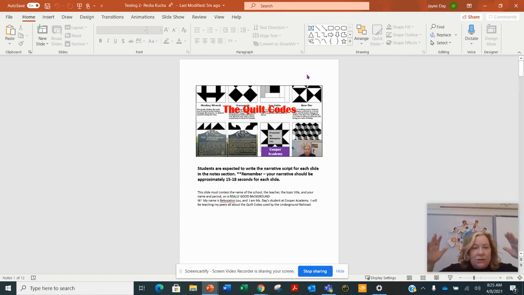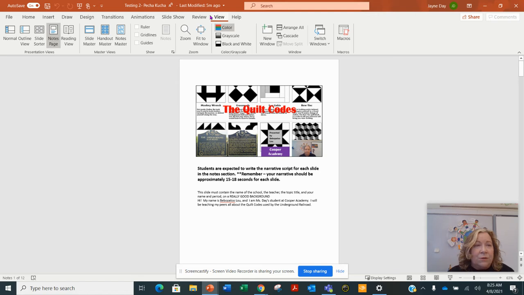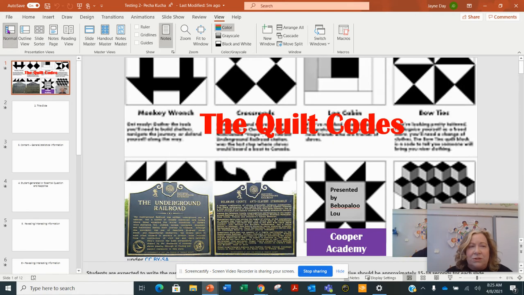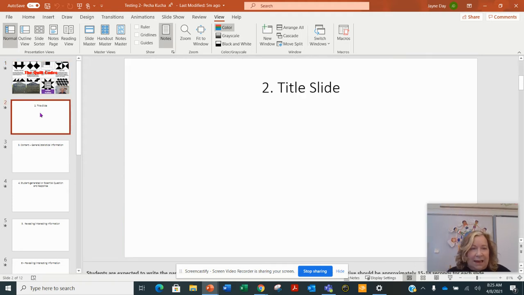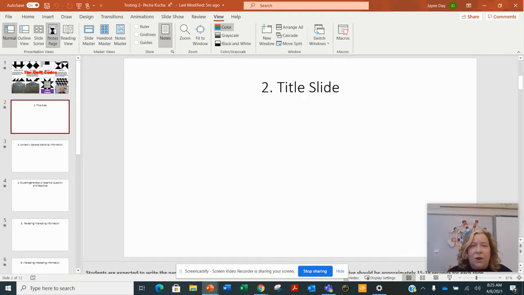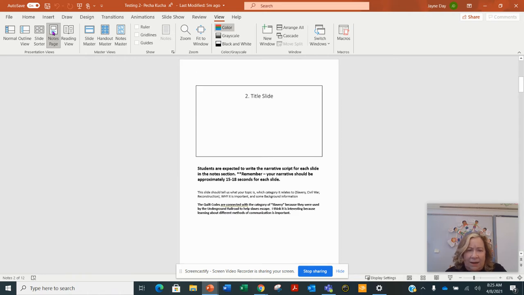All right, so here it is in my view, looking at the notes page. Let's go back to the normal just so that we see how we are. We're finished with our first slide. Now we're looking at our second slide. I'm going to look at it in the notes. What is it I need to have on here? This slide should tell what your topic is, which category it relates to, whether that's slavery, Civil War, or Reconstruction, and why it's important to you. Just a little background knowledge.